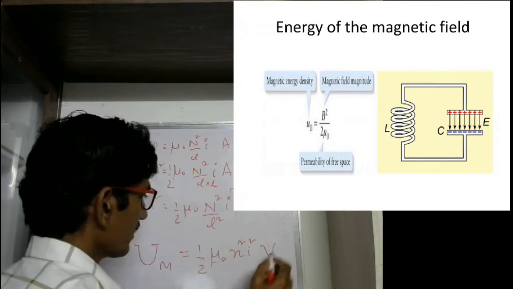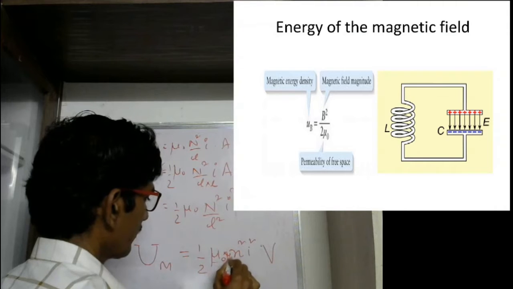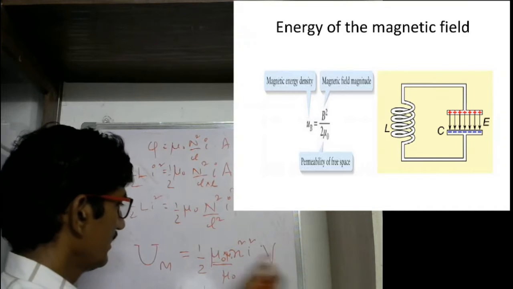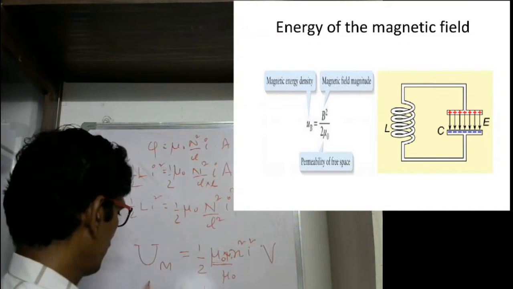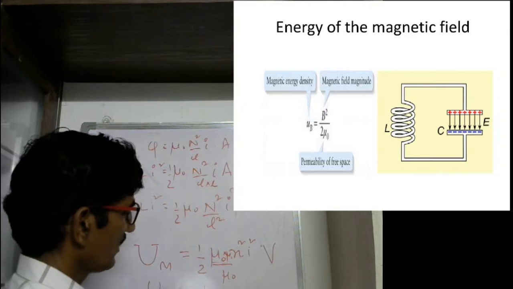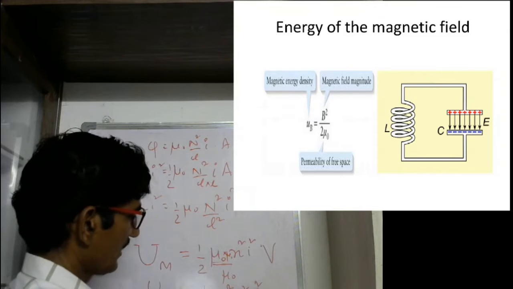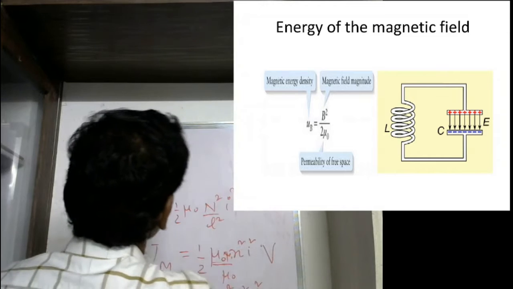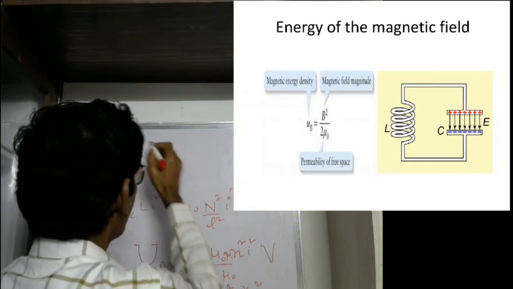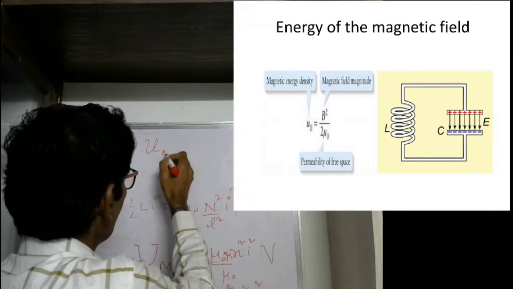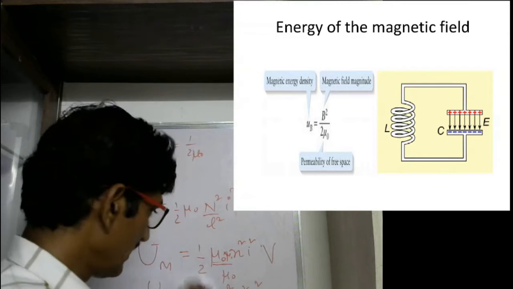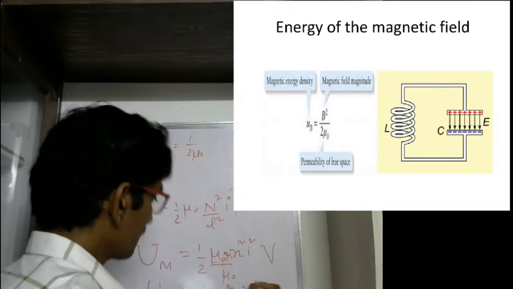Now do one thing here also: you multiply with mu naught and divide with mu naught. Now you take this V to this side. On this side you have mu naught square n square I square. See, this is energy per volume, which means the energy density of the magnetic field, small u m, is equal to 1 by mu naught times (n I) whole square. This is the field inside the solenoid B. So this is B square.